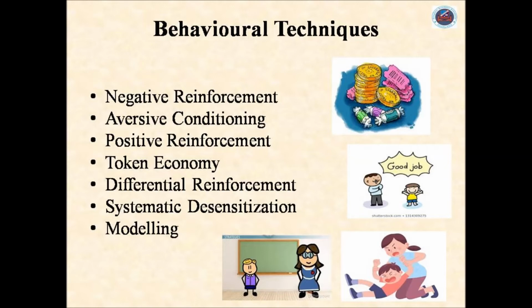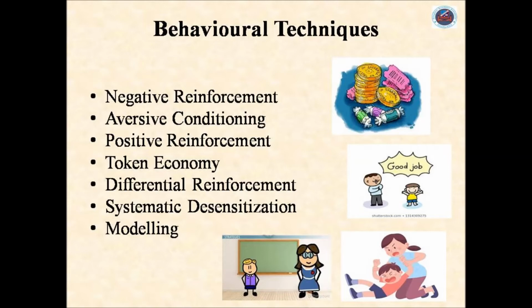Then comes positive reinforcement. This positive reinforcement is given to increase a deficit behavior in a child. In order to push up a child, if a child does not do his homework regularly, we can introduce positive reinforcement by promising the child that if he or she does the homework on time, he or she will be rewarded.